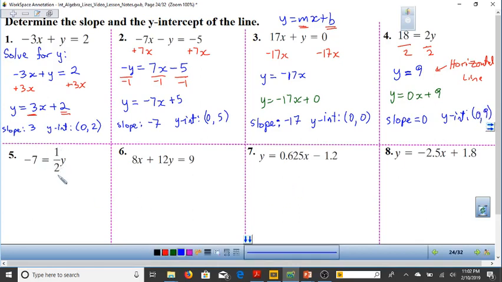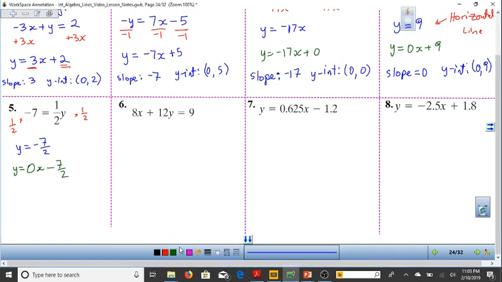In this case, we're going to multiply both sides by the reciprocal of half to get the y by itself. So I'm going to multiply by half. Half times -7 is -7/2. Again, we can see then that this can be written as y is equal to 0x minus 7 over 2. And that means the slope is 0, making it a horizontal line. And the y-intercept is at the point 0, comma, negative 7 over 2.